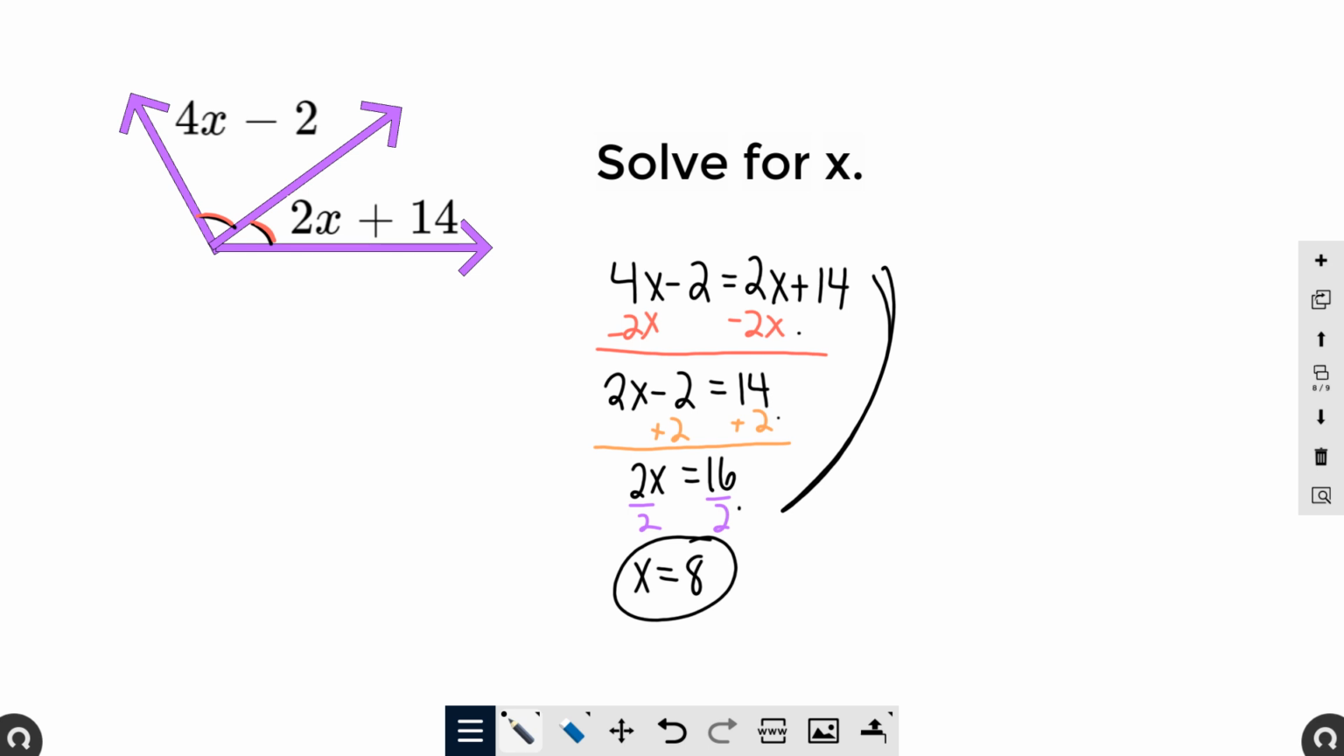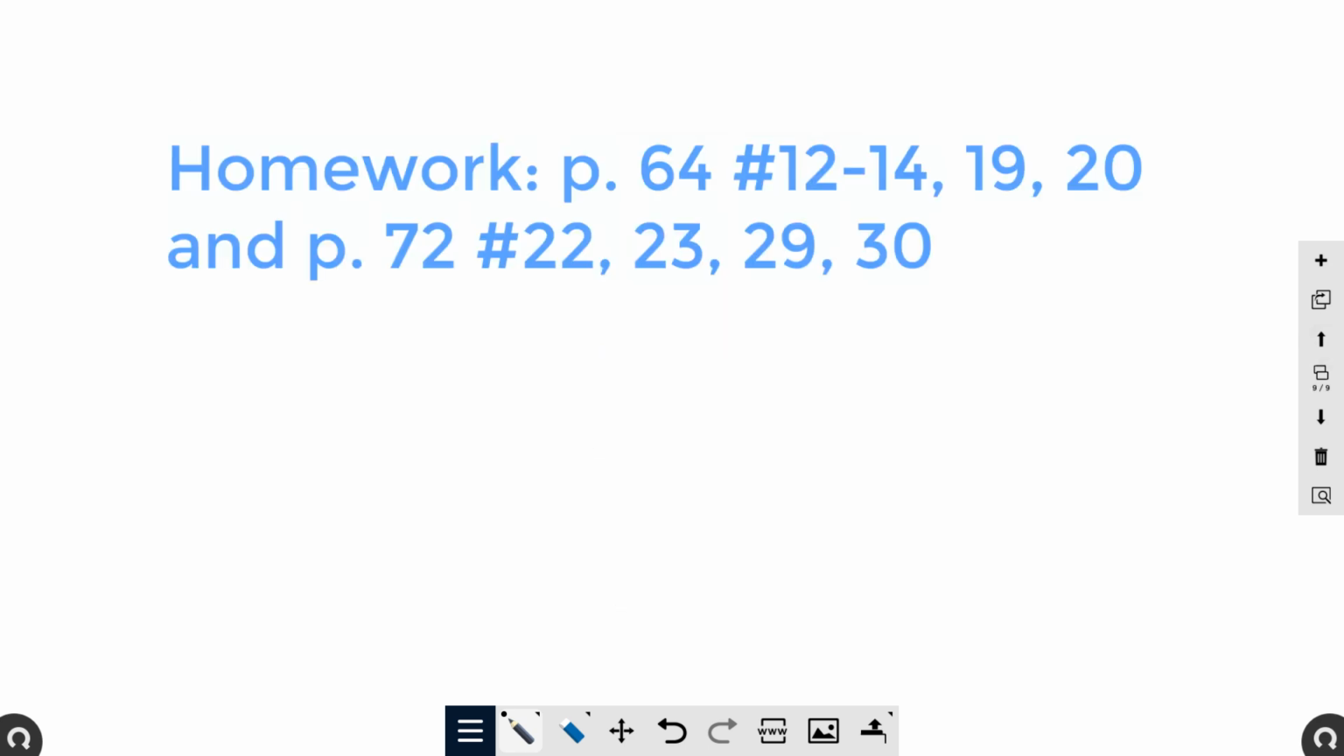And don't forget about last night's homework. It's also due tomorrow. So last night's homework and what you have tonight, both due tomorrow. Okay, and there's the homework. It's on Canvas just like last night, looking at that homework page.